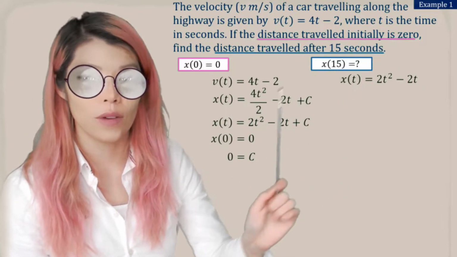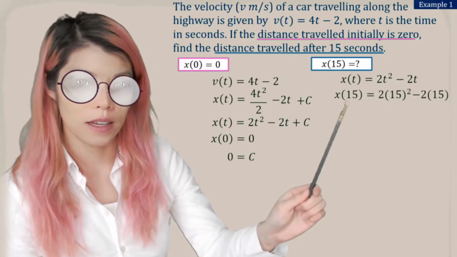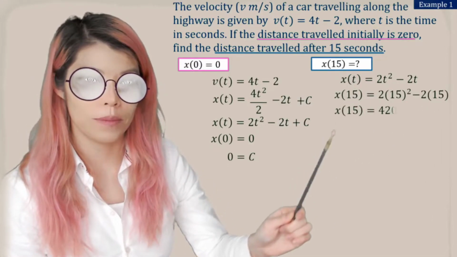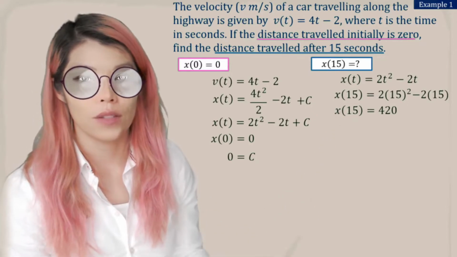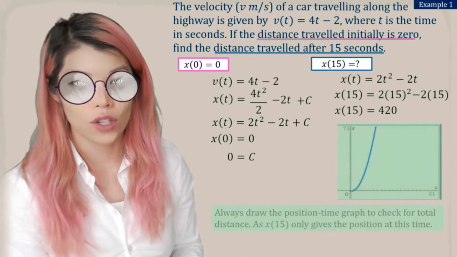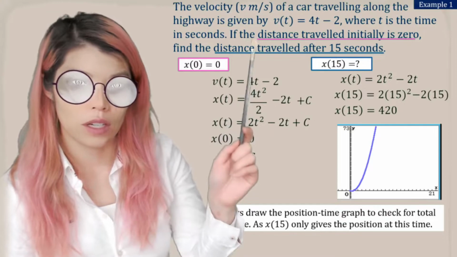And now we have to figure out what x is when t is 15. So plugging t equals 15 in, we obtain x at 15 is 420. And don't forget to check your units, which is meters.